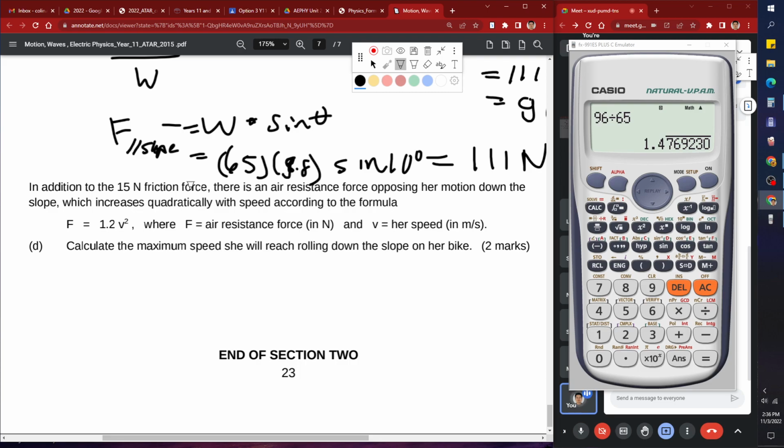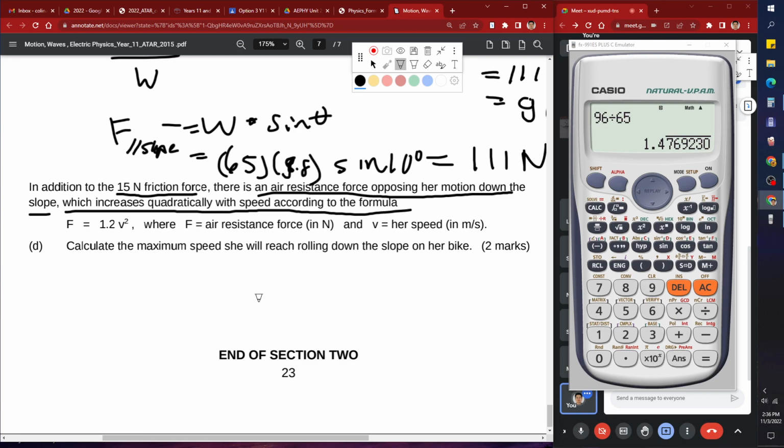In addition to the 15 newtons friction force, there is an air resistance force opposing her motion down the slope, which increases quadratically with speed according to the formula. Okay. Calculate the maximum speed she will reach rolling down the slope on her bike.